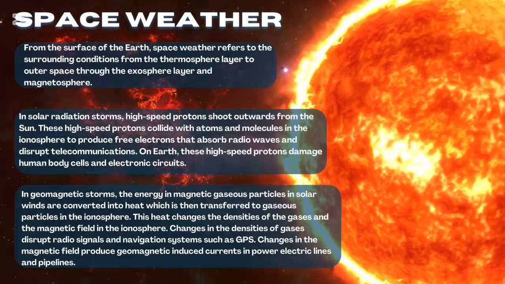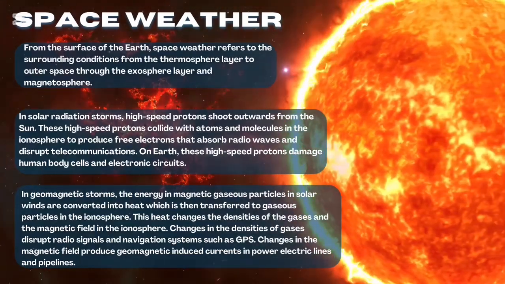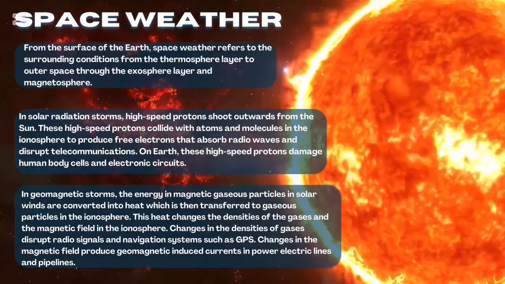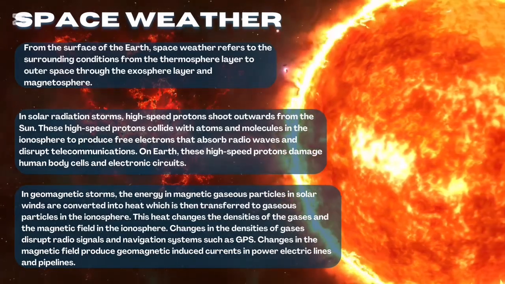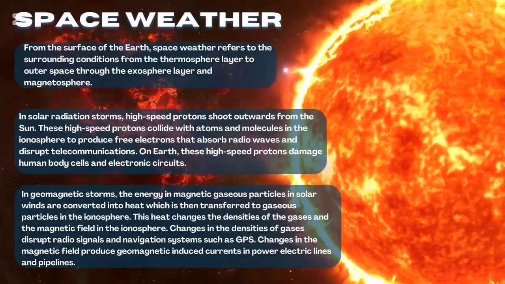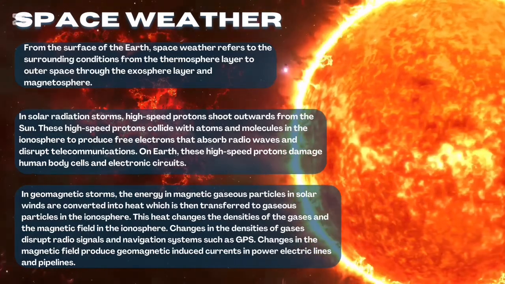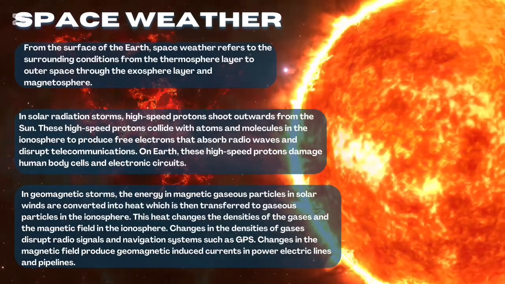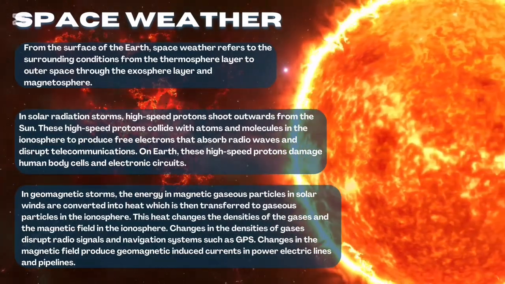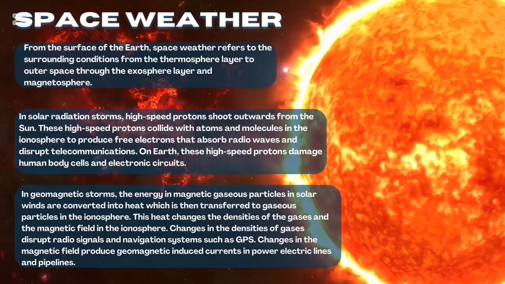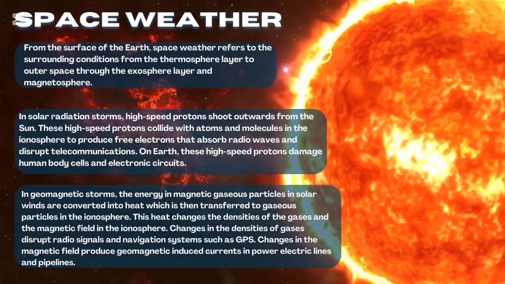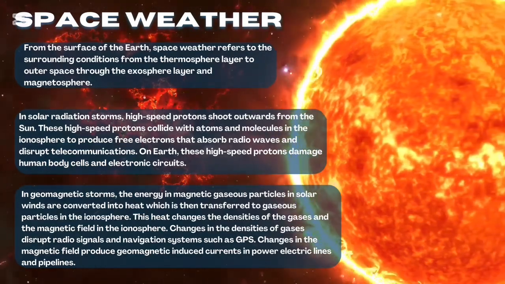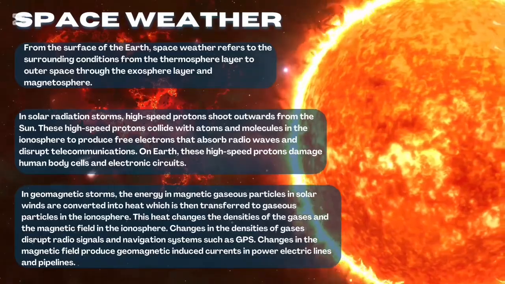In geomagnetic storms, the energy in magnetic gaseous particles in solar winds is converted into heat, which is then transferred to gaseous particles in the ionosphere. This heat changes the densities of the gases and the magnetic field in the ionosphere. Changes in the densities of gases disrupt radio signals and navigation systems such as GPS. Changes in the magnetic field produce geomagnetic induced currents in power electric lines and pipelines.